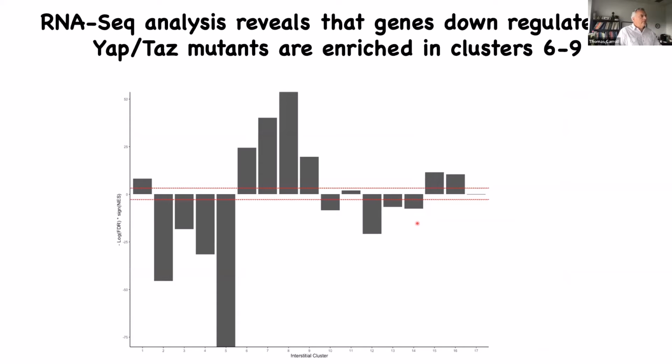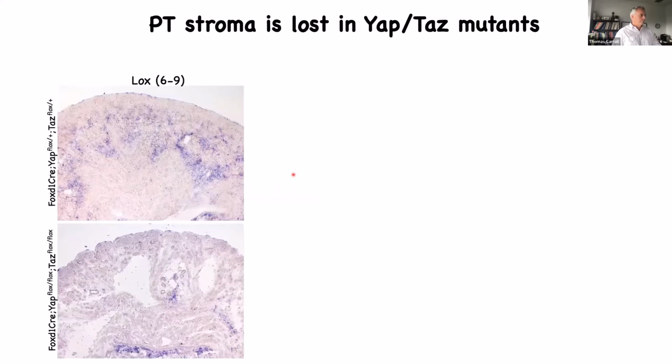So we did RNA-seq to figure out what was going on here. I want to show you that when we compare the RNA-seq to our single-cell RNA-seq data and ask what cell types are affected in our mutants, the only cell types that are negatively affected are 6, 7, 8, and 9. So these are the cell types where YAP and TAZ are enriched. So this really does seem to be a specific effect on the development of 6, 7, 8, and 9.